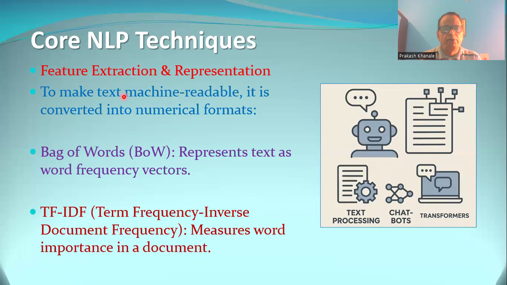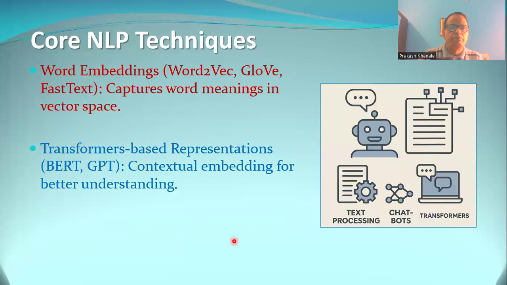Then we perform feature extraction and representation. In order to make the text machine readable, it is necessary that we convert the given text into a numerical format. And that can be done by using bag of words or BOW, which will represent the text as a word frequency vector. There is another technique called term frequency, inverse document frequency, which will measure the importance of the word in a given document.